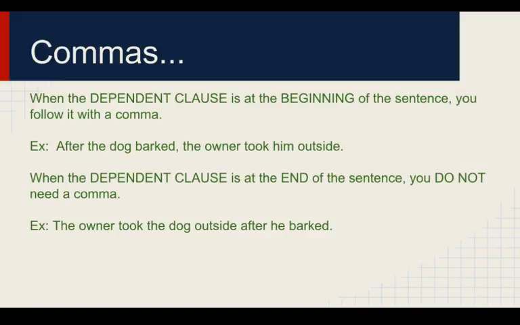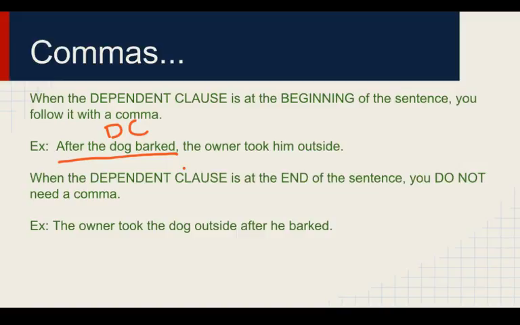Now, talking about commas. When the dependent clause is the beginning of the sentence, you follow it with a comma. After the dog barked is a dependent clause, so we put a comma after it before our independent clause. The owner took him outside.